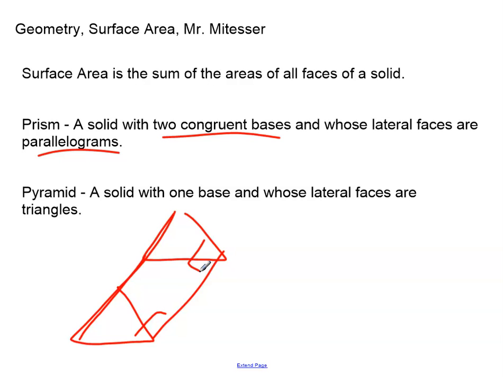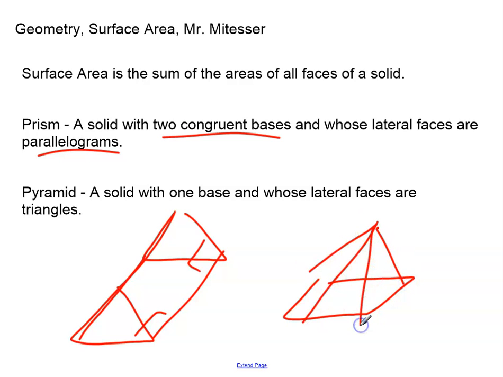A pyramid is a solid with one base whose lateral faces are triangles. So you draw the base. In this case, I drew a square and then connected all the vertices to a point called the apex. And then the height is again the perpendicular from the base, but up to the apex.